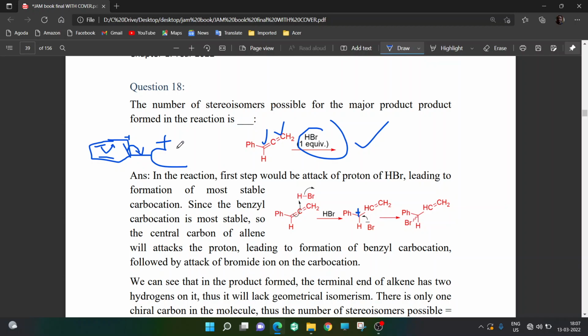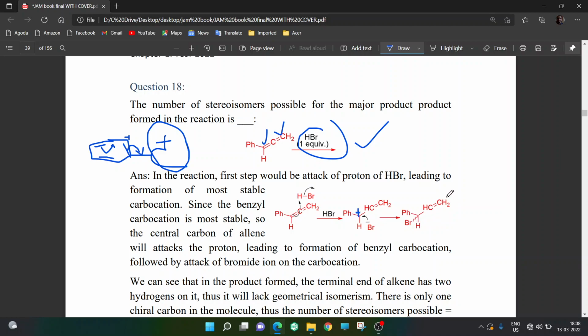The instability is because of the positive charge. If only this carbon has positive charge, it is very unstable, wanting back electrons, so it is not stable. But so many electrons come and share the burden of the loss of electron, so it's quite stable, a benzylic carbocation. Then the Br comes and attacks here, and you get this.